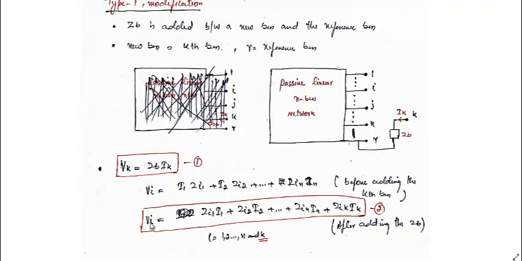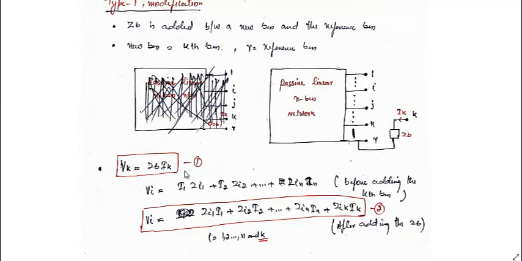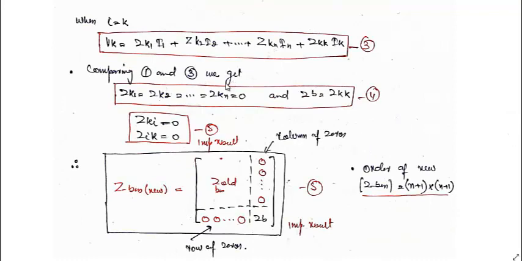Now when i is equal to k, I will use the same equation. You can see it here. When i is equal to k, Vk is equal to Zk1 I1 plus Zk2 I2 plus Zkn In plus Zkk Ik. But what is the value of Vk? Actually Vk is equal to Zb Ik. That means comparing equation 1 and 3, Zk1 has to be equal to 0, Zk2 has to be equal to 0, Zk3 has to be equal to 0, Zkn has to be equal to 0, and this Zb has to be equal to Zkk.